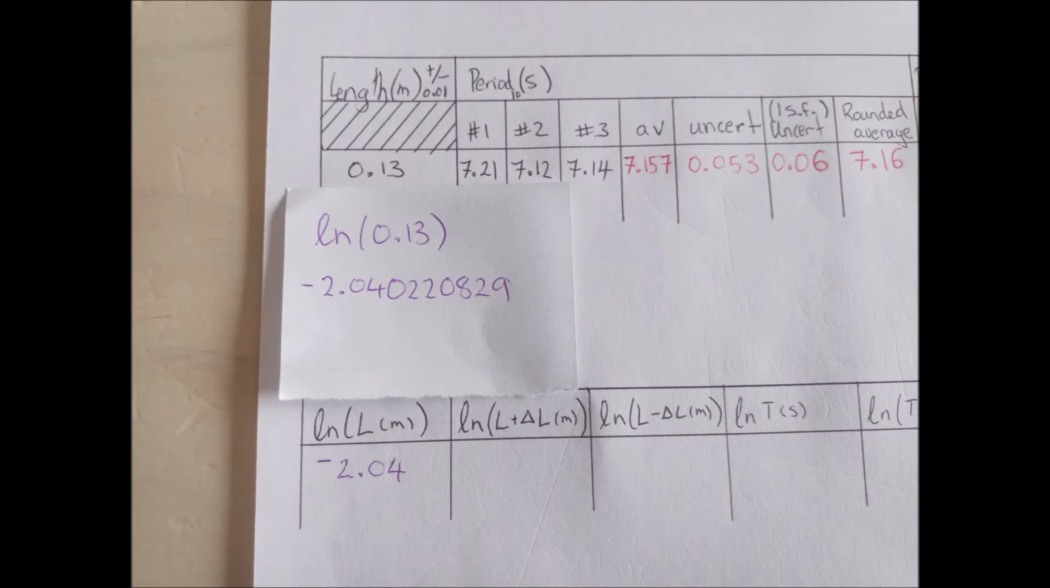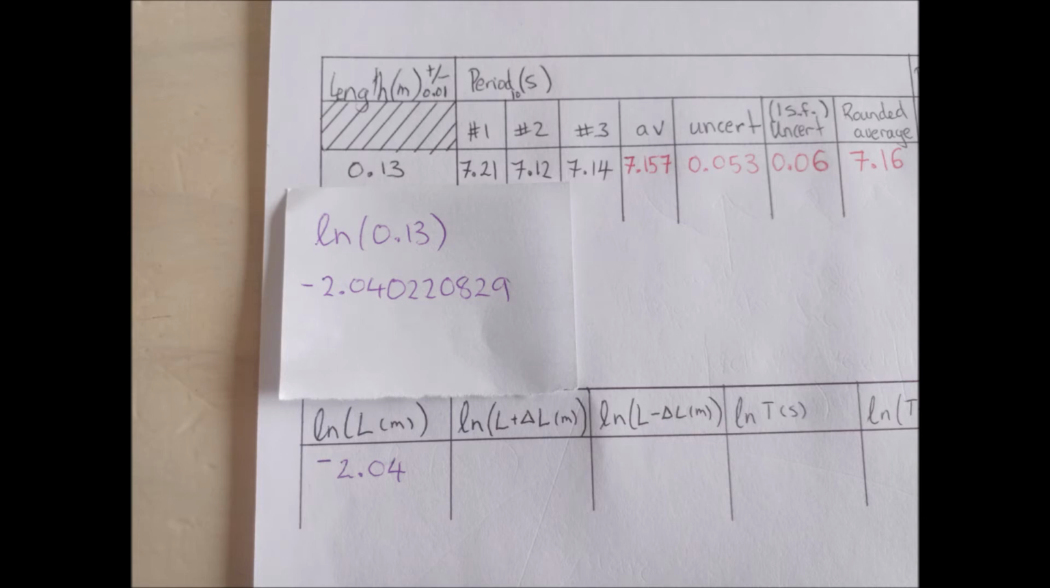So keeping that in mind, we're going to go back and set up a new results table for our process data. And you can see that in the first column there, I've got log of length in meters. So my first length was 0.13. I've just taken the natural log of 0.13, which was 2.04. And so I've written that down.